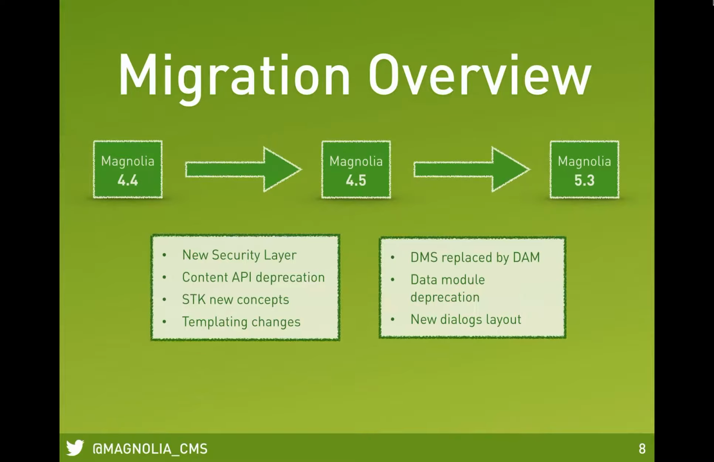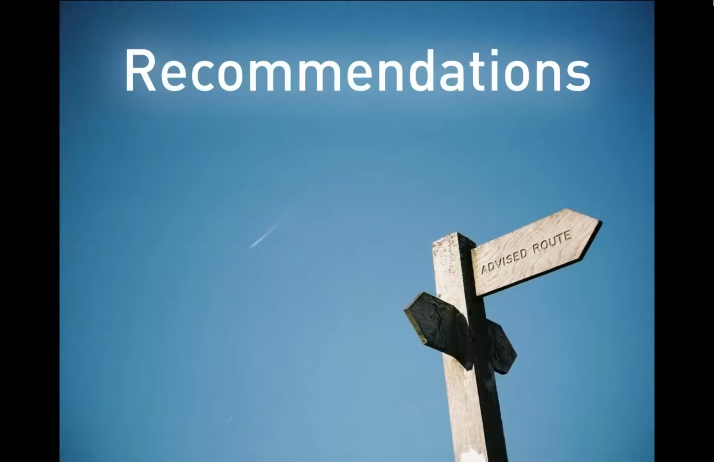The first migration is impacted by new features that we have added to the front end. So a new security layer, and some new concepts in the STK and in the templating as well. So the front end has changed, and you will have to migrate the front end side. And for the second migration to Magnolia 5, it is more the back end which is concerned by the migration, since we have introduced this new user interface, as well as a DAM, as well as the concept of application, and a new layout for the dialogs.